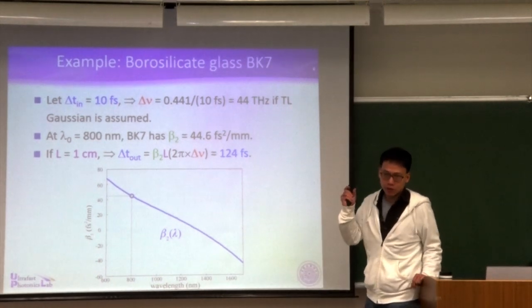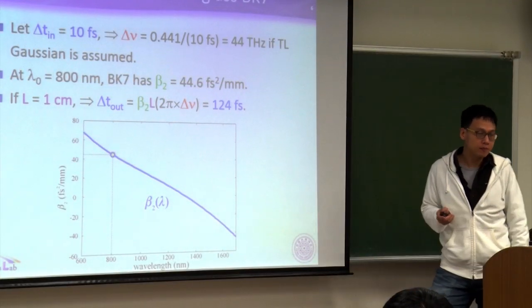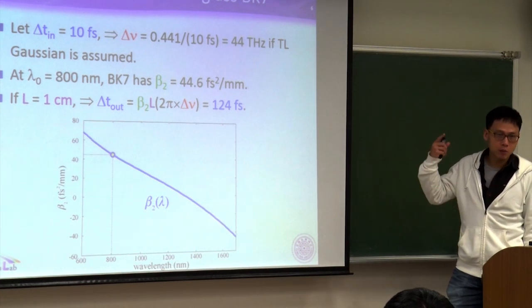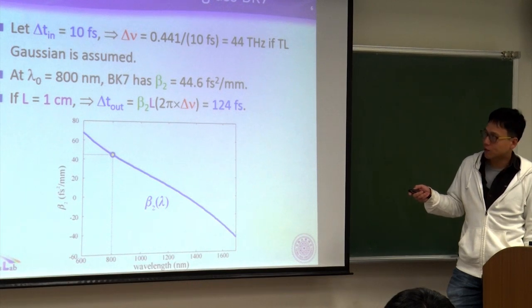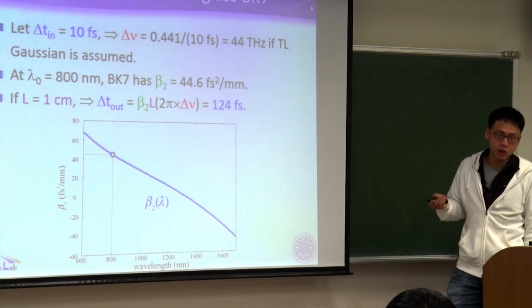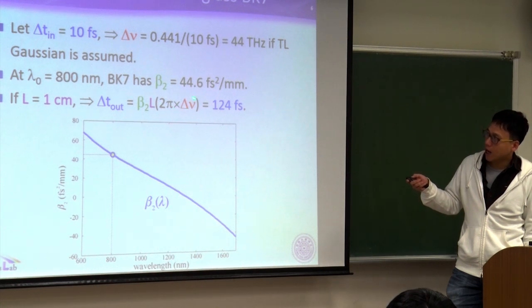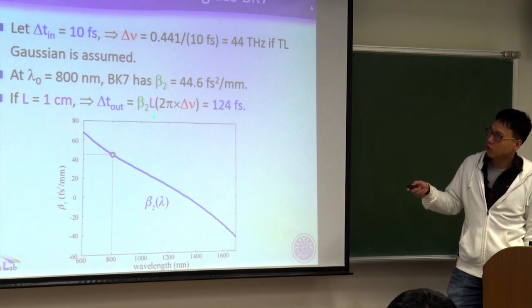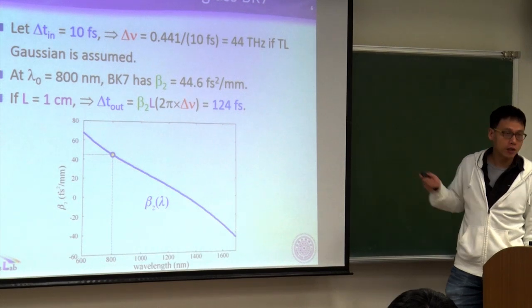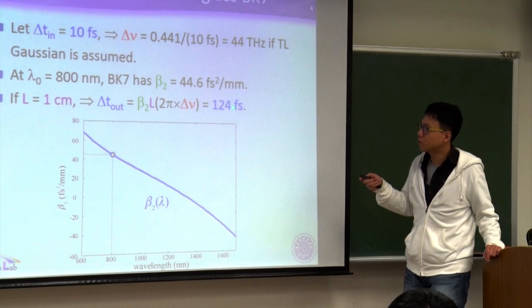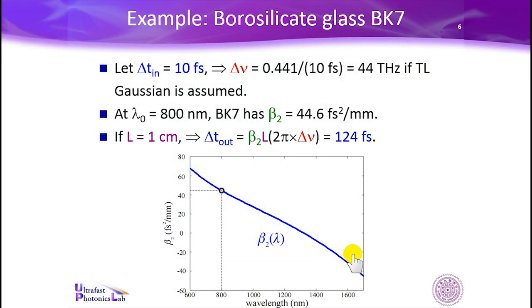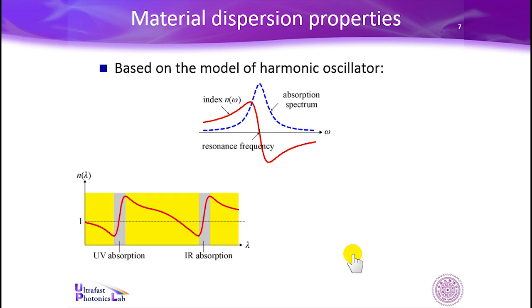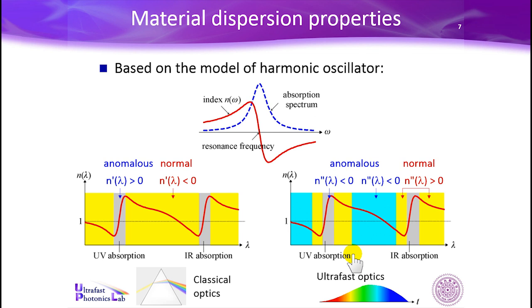Then if we assume the thickness of the BK7 glass is 1 centimeter, then you can use the formula in the previous page. The output pulse width is about beta 2 times L times bandwidth in terms of angular frequency. So this is 2 pi constant times bandwidth in terms of non-angular frequency, delta nu, 44 terahertz. Okay, so beta 2 is here, big L is 1 centimeter, delta nu is 44 terahertz, so multiply them together, you got 124 femtoseconds. So 10 femtoseconds in, 124 femtoseconds out, stretched by a factor of more than 12.